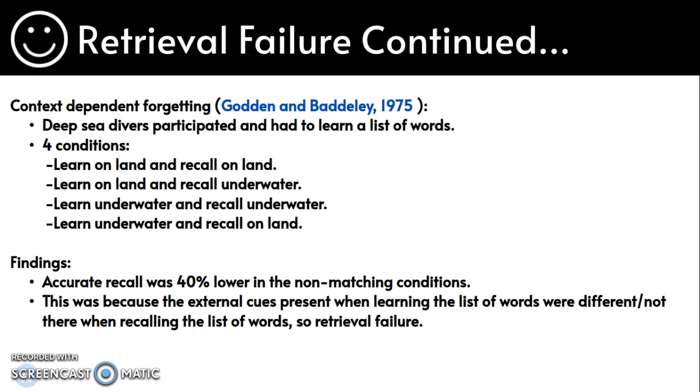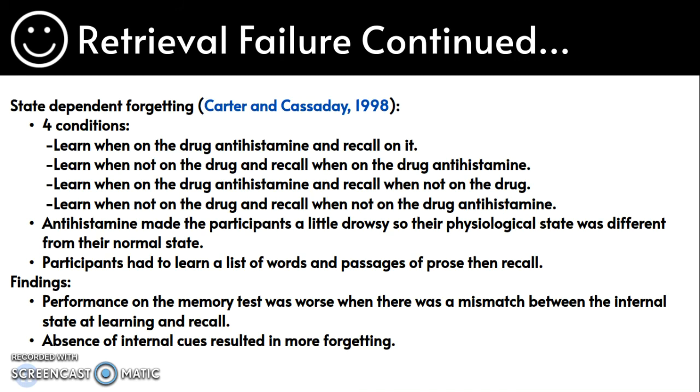It was found that accurate recall was 40% lower in non-matching conditions. This was because the external cues present when learning the list of words were different or not there when recalling the list of words, so retrieval failure took place.